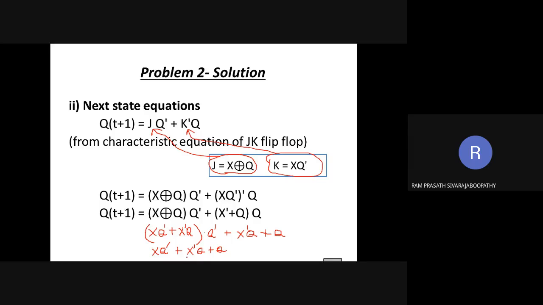Correct? So what can we do with these two? Taking Q common, we get 1 plus X bar, which is equal to 1. So it becomes X Q bar plus Q. If we simplify this further, finally you will be getting X plus Q. That's all.